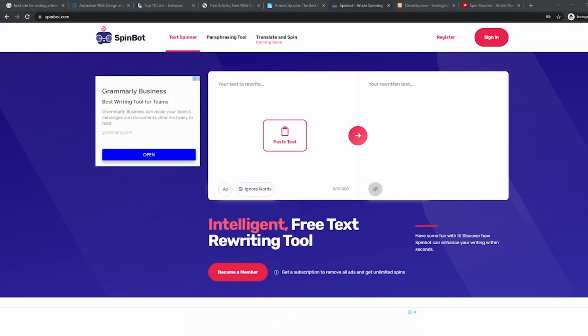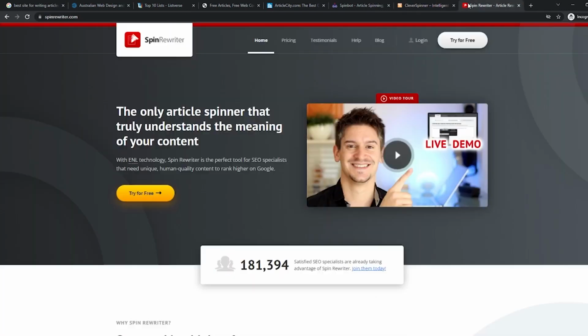Now remember, the sites and the tools we've shown you today are just a few of what are available online. Go ahead and try searching for other sites and tools. Experiment a bit and see which one works best for you. If you've found the sites that work best, go ahead and start writing, copying and pasting those articles.